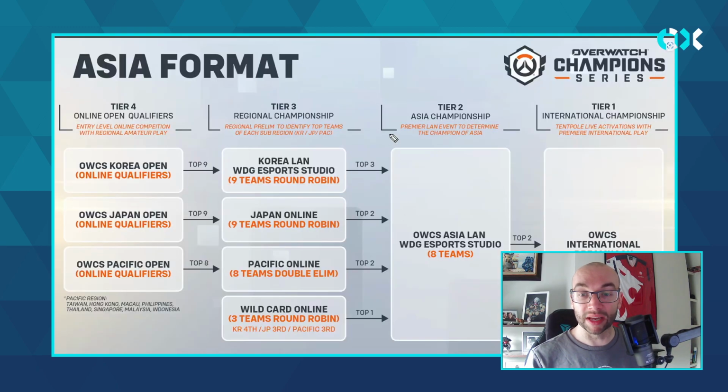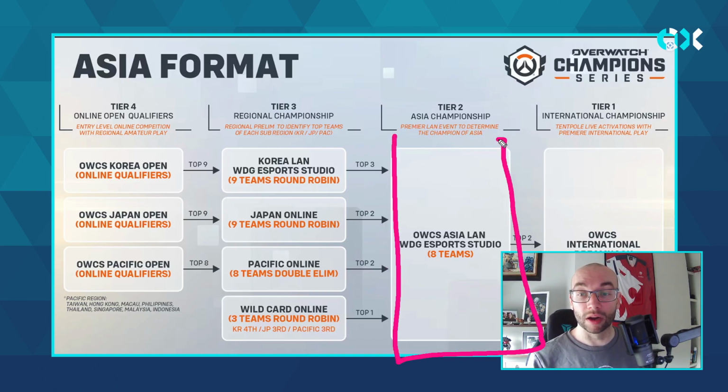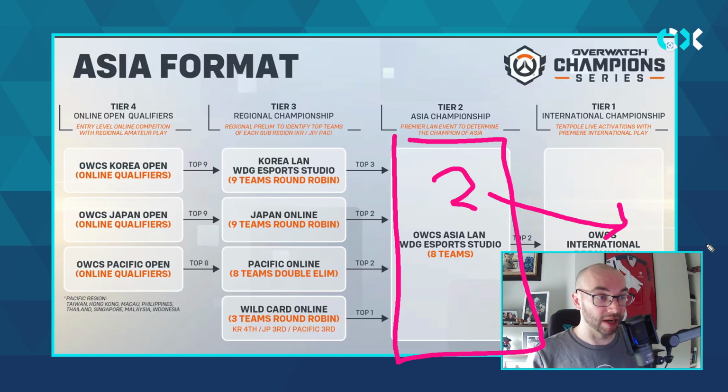Asia, this is where we enter this stage, which is the 8 teams, which will include the 3 Korean teams, the top 2 from Japan, the top 2 from Pacific, and also the wild card team, which is presumably a Korean team. And then there'll be a tournament here, a LAN tournament, of which the top 2 will go to our main event at Dreamhack, which is the big international major as well.